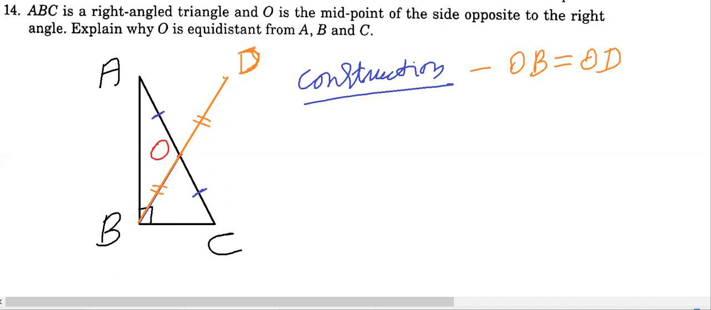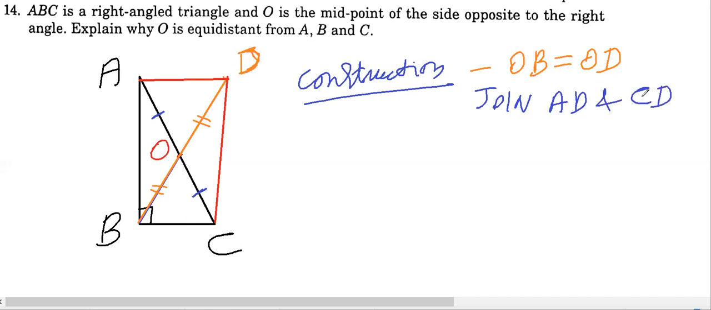What is the next step? Next step is join AD and join CD. This is the next step. Okay, so you are going to say here, join AD and join CD. This will be your next step. Next is what? Next you are going to prove that this particular triangle and this particular triangle is congruent or not. Tell me.